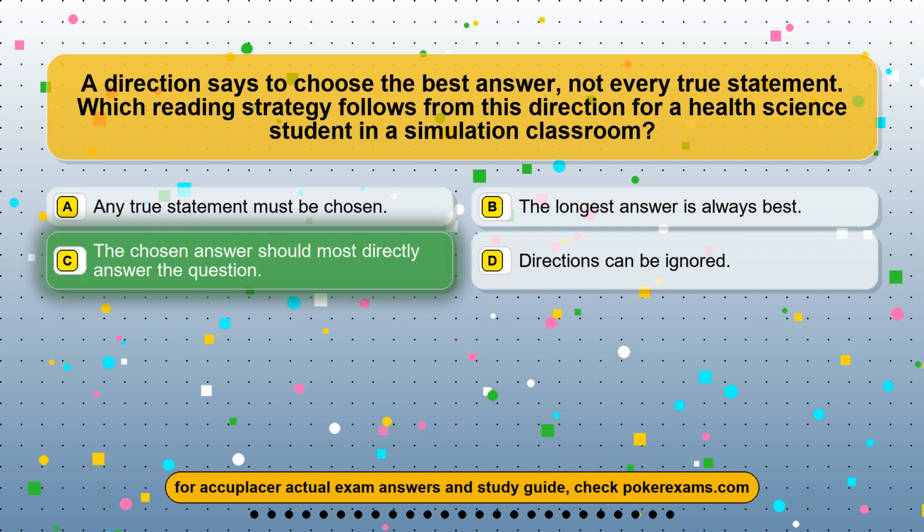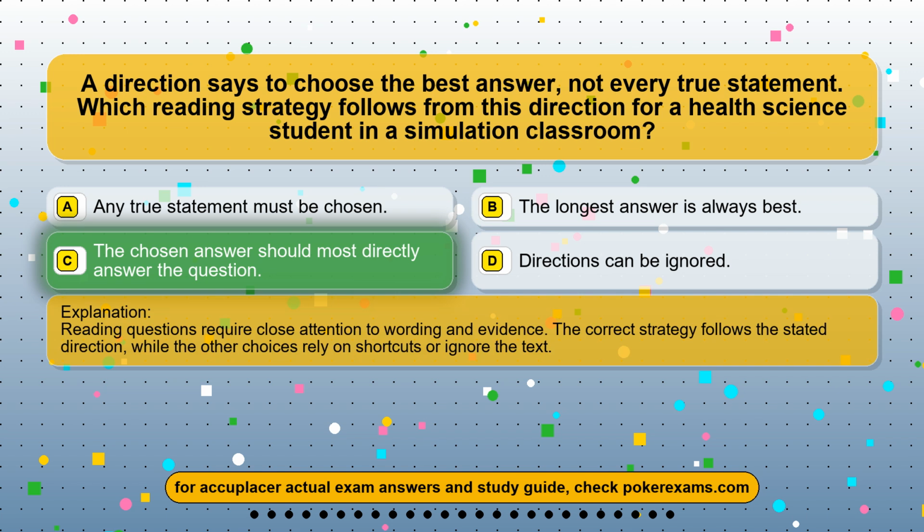The correct answer is option C. The chosen answer should most directly answer the question. Reading questions require close attention to wording and evidence. The correct strategy follows the stated direction, while the other choices rely on shortcuts or ignore the text.